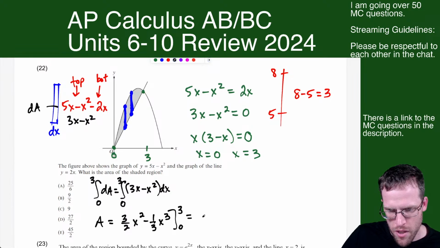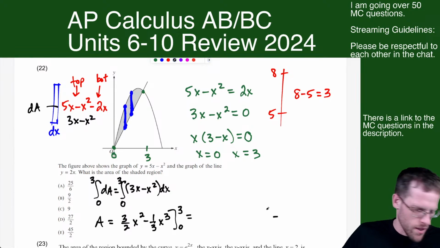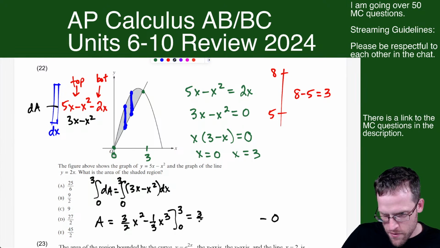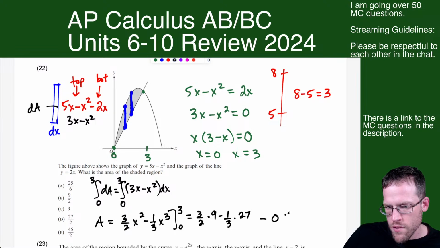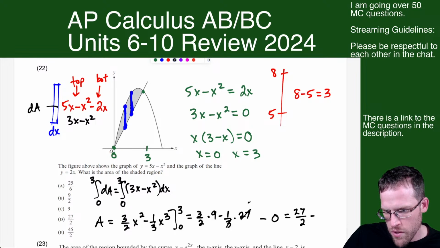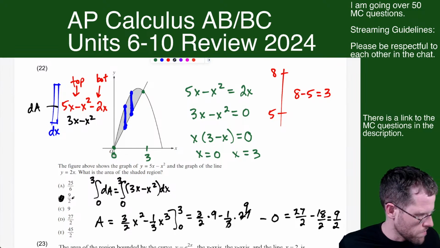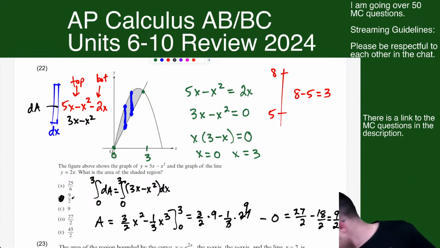And now just plug in. We plug in 0 and get a minus 0. So we have 3/2 times 3 squared, which is 9, minus 1/3 of 3 to the 3rd power, which is 27. So now this simplifies to 27 over 2 minus 27 over 3, which is 9. And 9 I'm going to call 18 divided by 2. And now this makes 9/2, which is an answer. Okay, 22 is B.